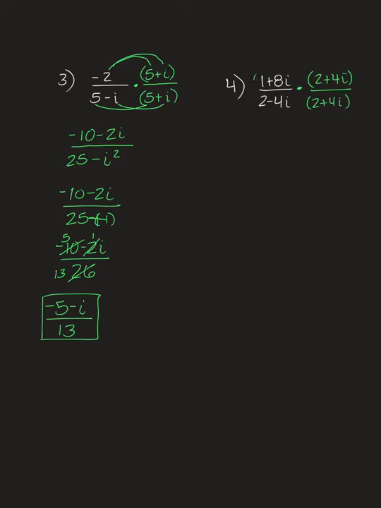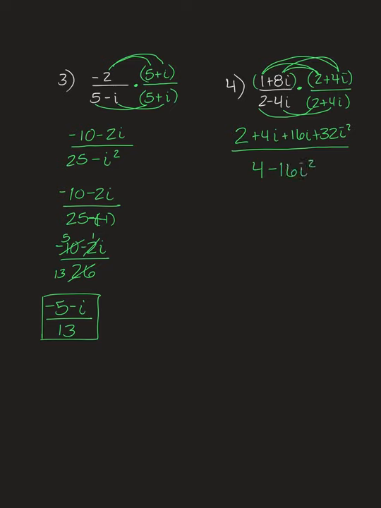And now we have to do some FOILing. So you can only multiply the first and last whenever you are multiplying a conjugate. 1 plus 8i is not the conjugate of 2 plus 4i, so you have to FOIL this out completely. So you will get 2 plus 4i plus 16i plus 32i squared. That is your numerator. Your denominator, however, you can just multiply the first and the last. So you get 4 minus 16i squared.